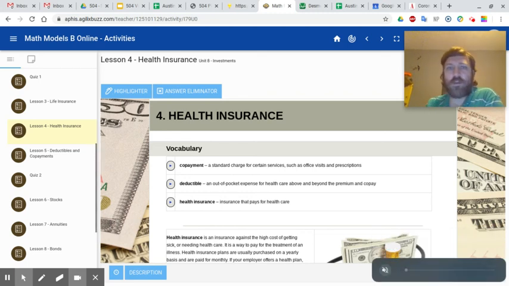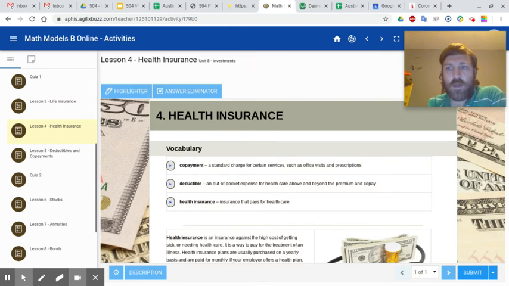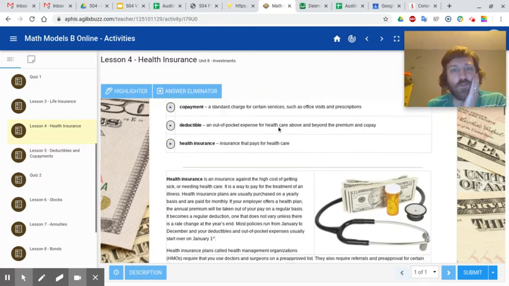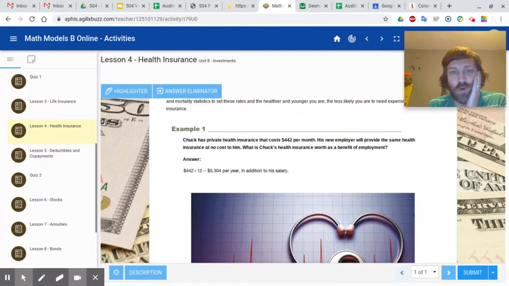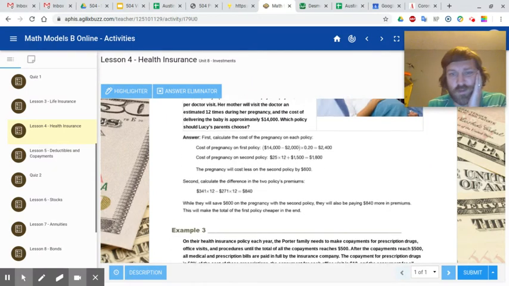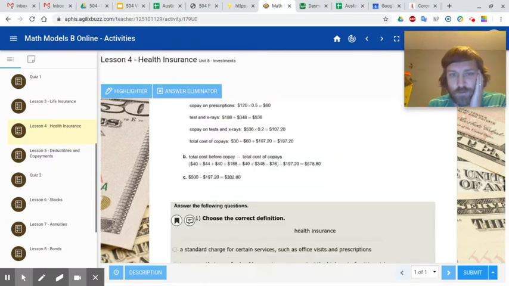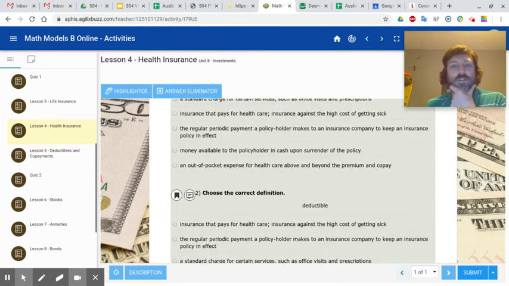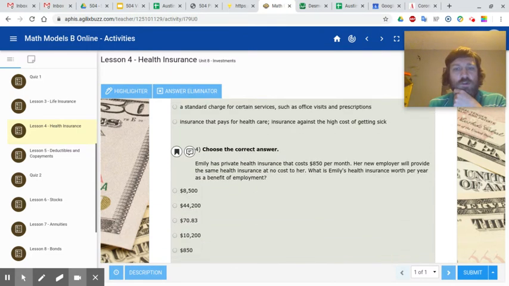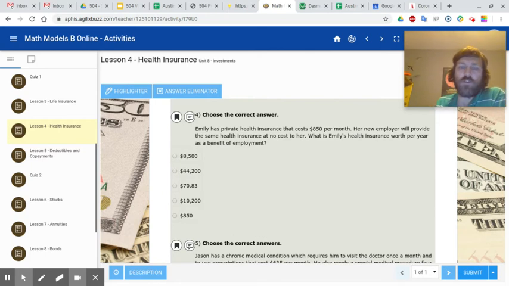Okay, this is the Unit 8 Math Models Unit 8 Lesson 4 video. We're looking at health insurance, which is really just some basic conceptual stuff and some basic problem solving, multiplying to get some total that they're looking for. But it does require you to understand a few of the terms. So as we go, I'll talk through the different terms.